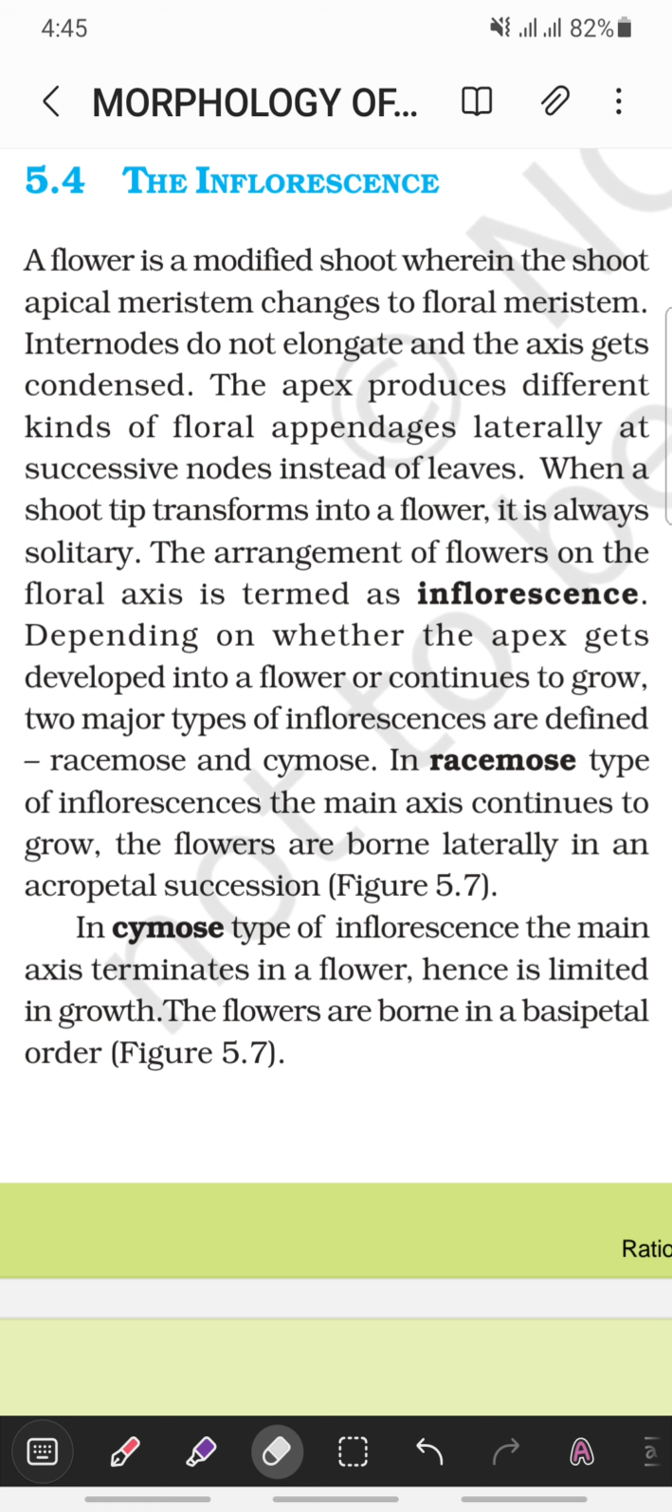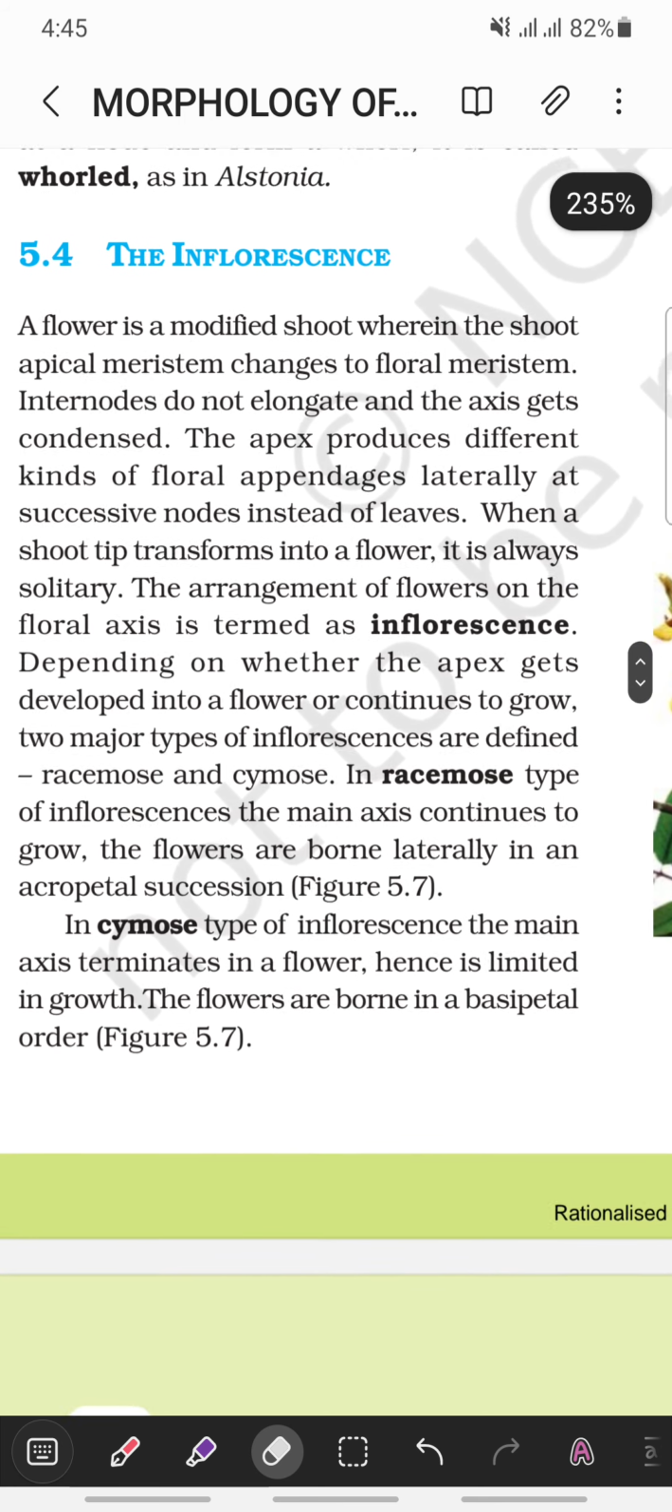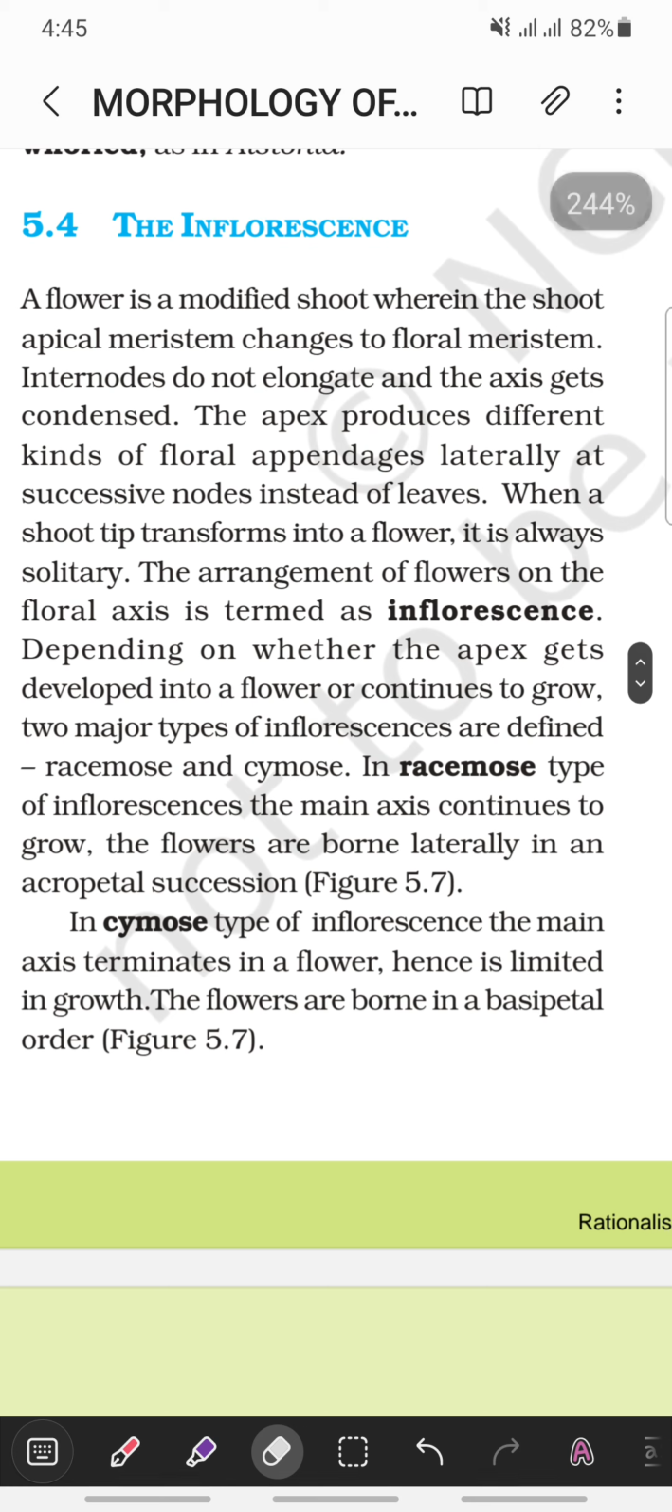The inflorescence. A flower is a modified shoot wherein the shoot apical meristem changes to floral meristem. Internodes do not elongate. The axis gets condensed. The apex produces the different kinds of floral appendages laterally at successive nodes instead of leaves. When a shoot tip transforms into a flower, it is always solitary. The arrangement of flowers on the floral axis is termed inflorescence, depending on whether the apex develops into a flower or continues to grow.